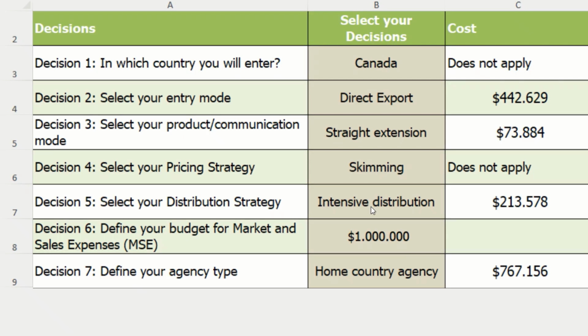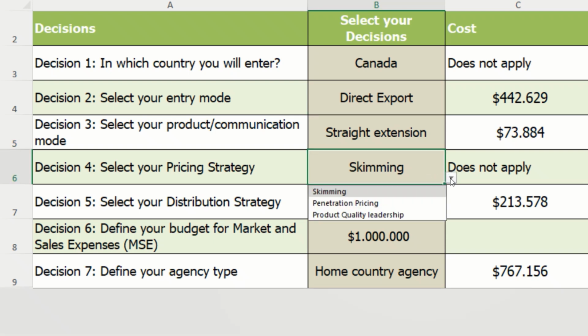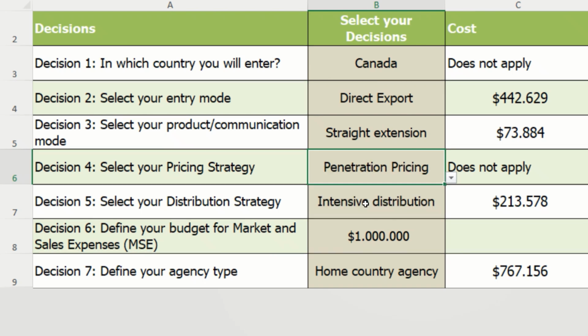In my case, I want to have rapid market penetration and to achieve a high scalability level in Canada. Even though the country is a rich country, I prefer to use penetration pricing. I may think about other strategies, trying for instance to achieve high quality products, but in my case I'm assuming that I should sell this product to a lot of customers in the target market.